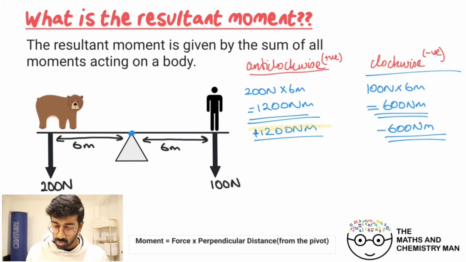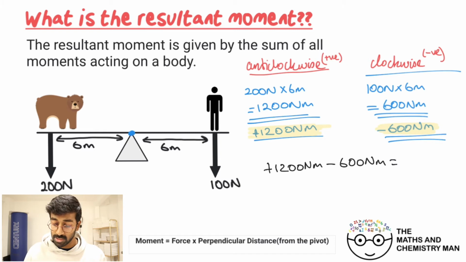Now we've worked out our two moments. There we go. We've got 1,200 and minus 600 newton meters. Now, what did we say? We said that resultant moment, so the overall effect, is given by the sum of all moments acting on a body. So now all we're going to do is just add these two moments together. So we've got positive 1,200 newton meters, and we've got negative 600 newton meters. And overall, what you can see is this is going to come out as 600 newton meters. But the important thing is that this has come out as a positive 600 newton meters.